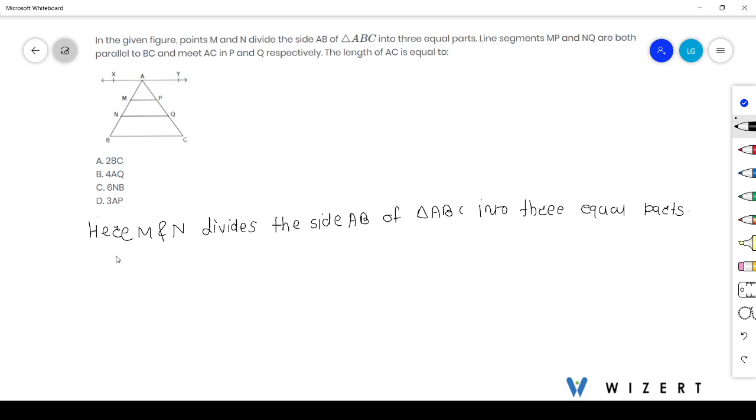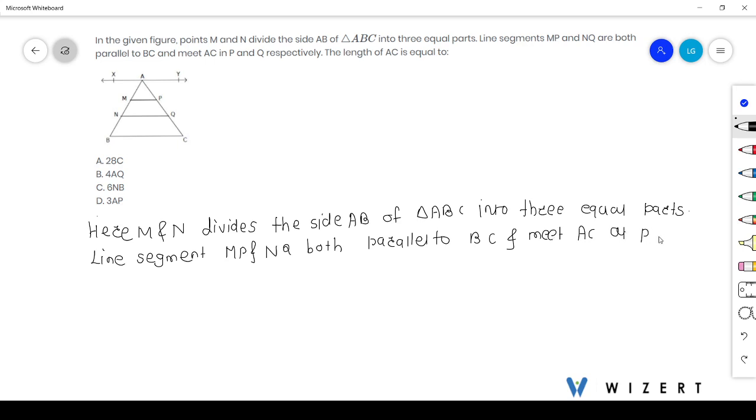Line segments MP and NQ are both parallel to BC and meet AC at P and Q respectively.